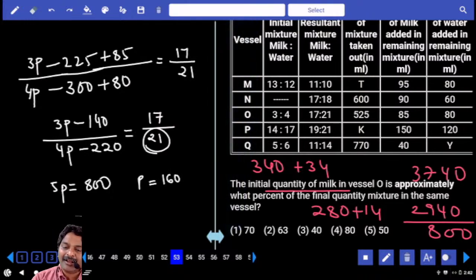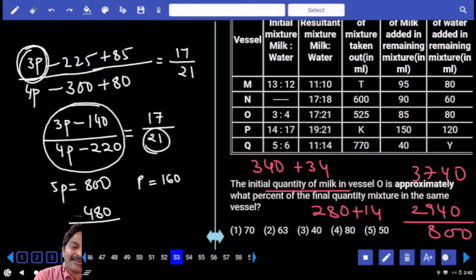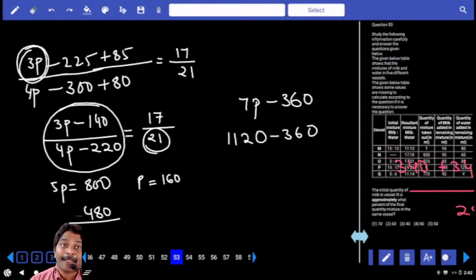Initial quantity of milk. How many parts? 3 parts, which is 480. Is it approximately what percent of the final quantity of mixture in the same vessel? Are they asking for the final quantity of mixture? Right, that is the sum of these two numbers, which is equal to 7 parts minus 360. 7 160s. 100 into 7, 60 into 7, 1120 minus 360.